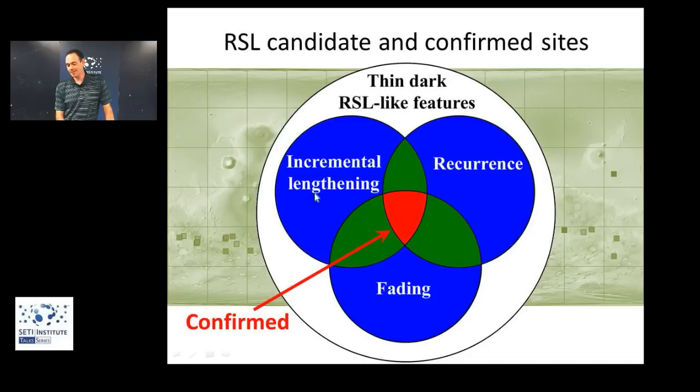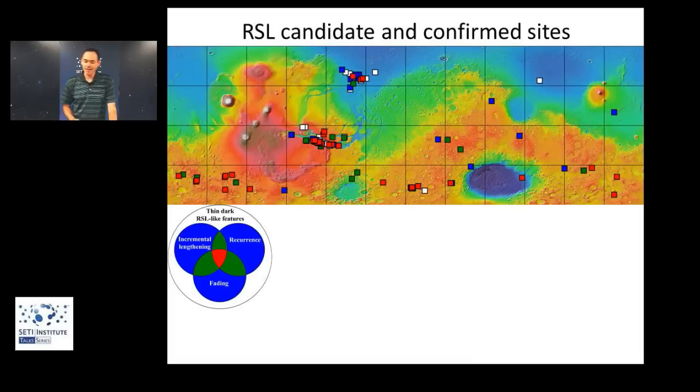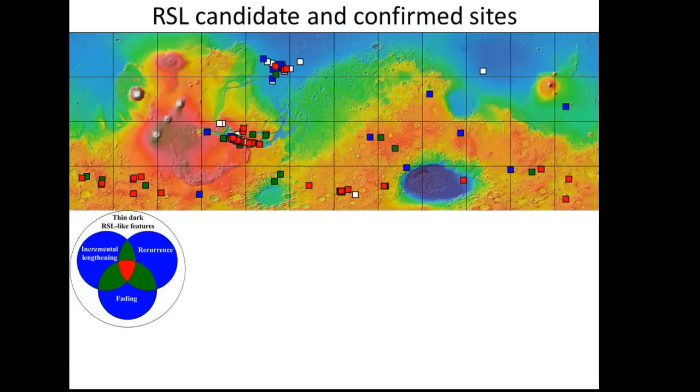The white-filled ones, we've got like one or two images, and we don't see any of the recurrence or lengthening or fading. But I'm fairly confident it's an RSL, but you really can't believe any of these until they're actually confirmed. So here is molar topography showing from 60 degrees south latitude to 60 degrees north latitude up here. These are all the RSL sites.